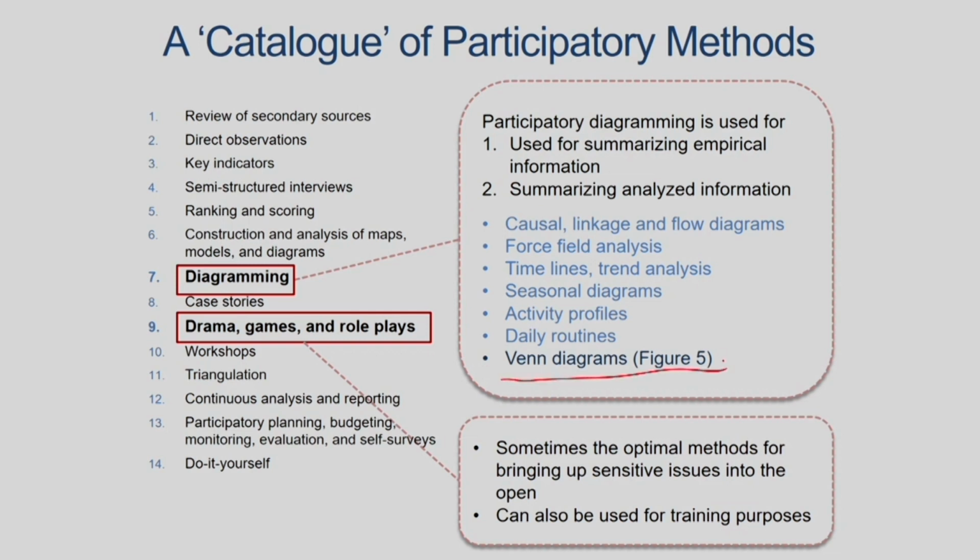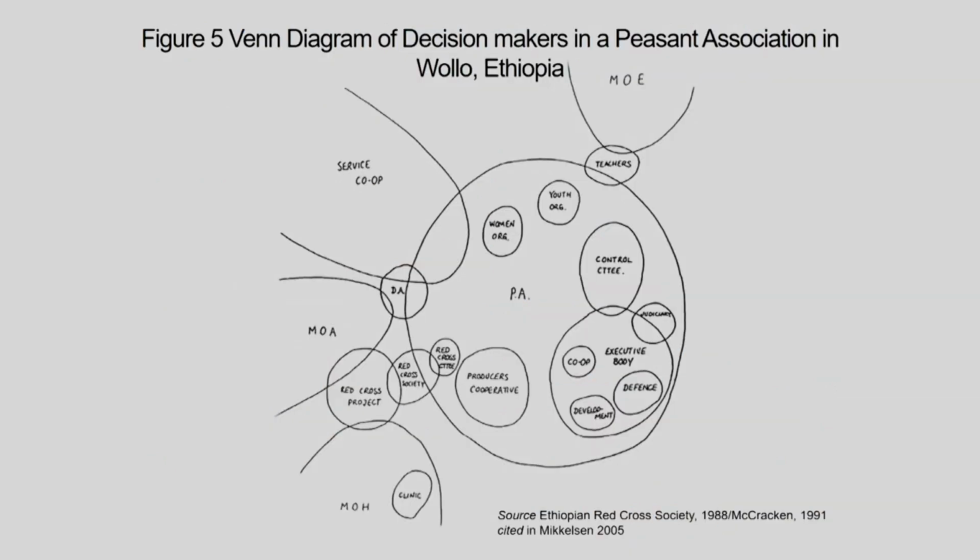I will give you an example of a Venn diagram, which is also very widely used in development research methods, which may look something like this. This is a Venn diagram of decision makers in a peasant association in a place in Ethiopia. These Venn diagrams used in development research methods are also referred to as chapati diagrams, after the Indian pancake shaped bread, which places circles of different sizes in symbolic relationships to each other.